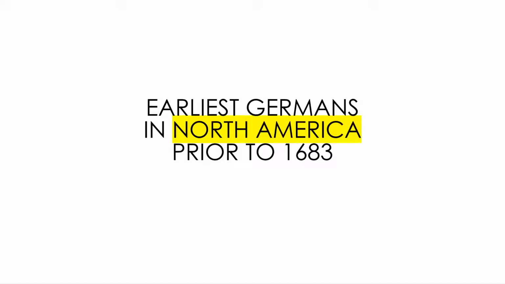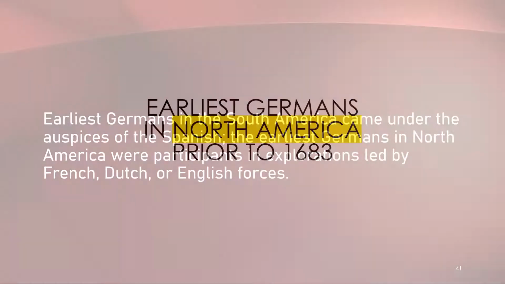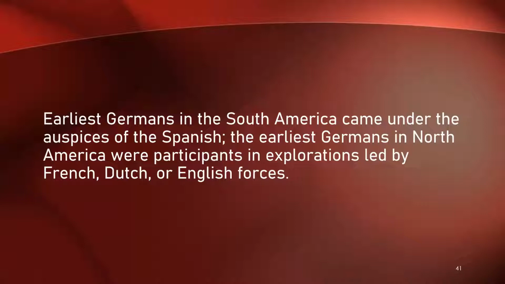Now we're moving on to the earliest Germans in North America prior to 1683. 1683 is the date of the arrival of German families in Philadelphia with the intention that they would be settling there for the rest of their life. So the earliest Germans in South America came under the auspices of the Spanish. The earliest Germans in North America were participants in expeditions led by French, Dutch, or English forces.